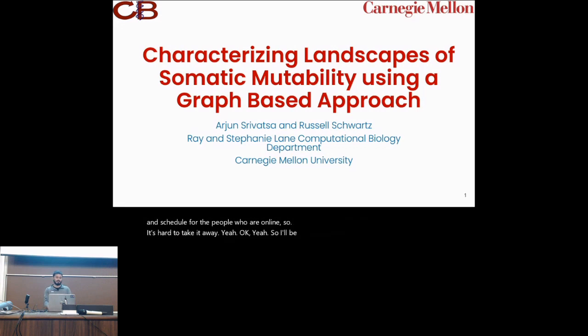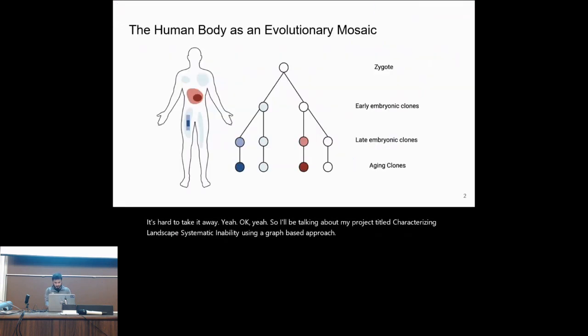So I'll be talking about my project titled Characterizing Landscapes of Somatic Mutability using a graph-based approach. To briefly introduce the problem, we know that the human body is an evolutionary mosaic.